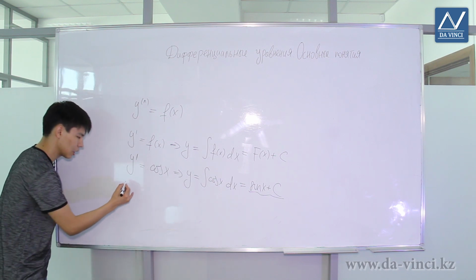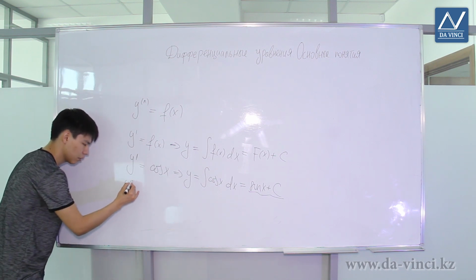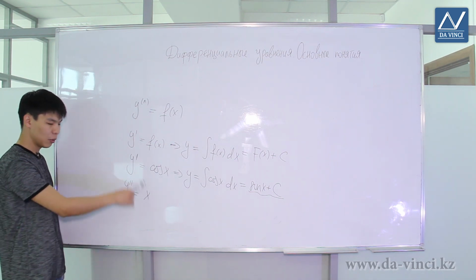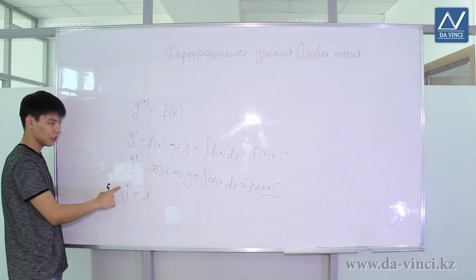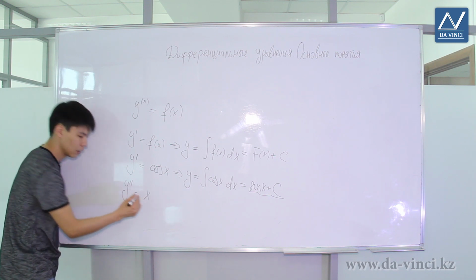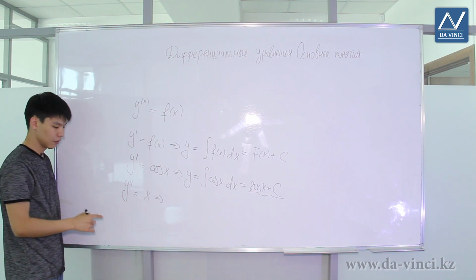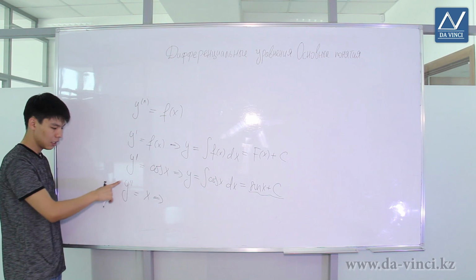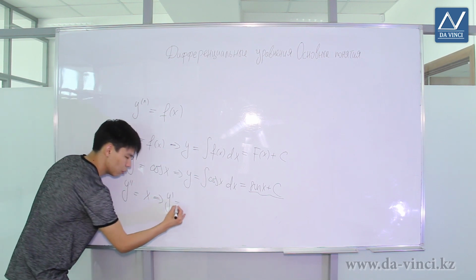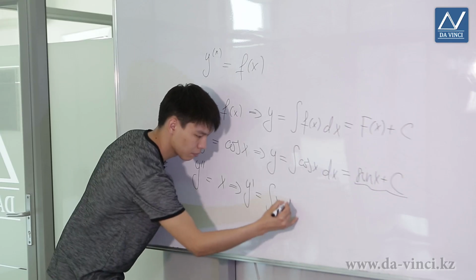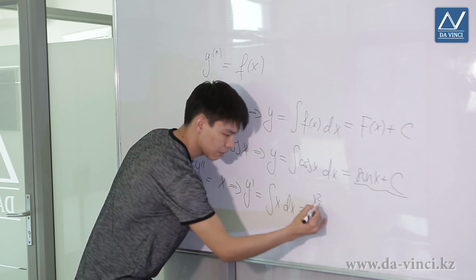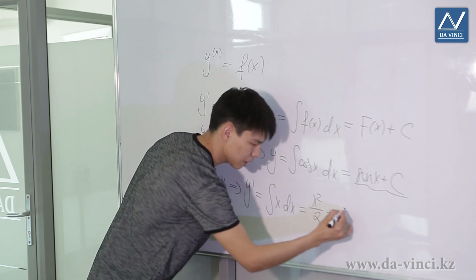Now let's take a look at a more complicated example. Let's say we have y'' equals x. Let's try to solve it. To solve this equation, we need to integrate the right side twice. We do it consistently. Integrating once, the integral of y'' is y'. The integral of x dx, as you know, will be x squared divided by 2 plus some constant c.